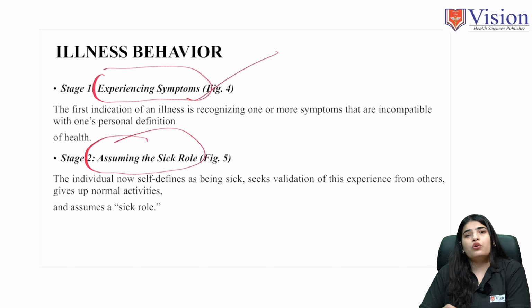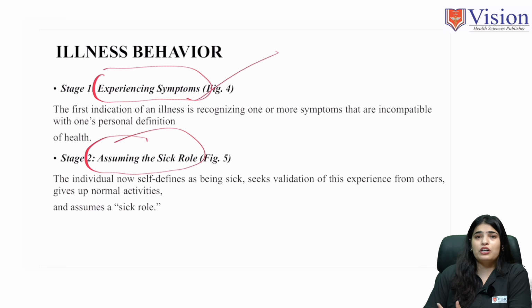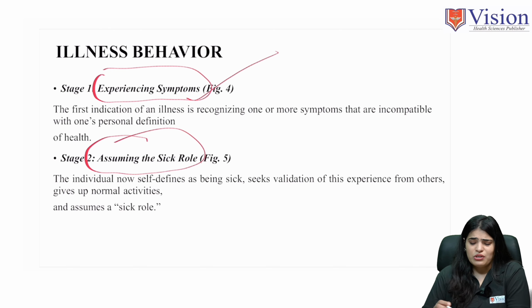Second is assuming the sick role. Okay, now you have all the symptoms, your body is tired, your body is not able to function properly, you are sick and you are avoiding the people, you are avoiding the community, and you are staying in your bed. That is basically the sick role, and this is the second stage. When you are lying on your bed, in your room, not doing the tasks you regularly do in your daily work routine. So this is the sick role, the second stage of illness behavior.